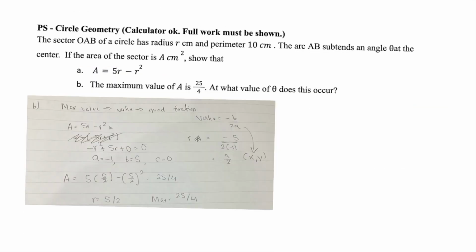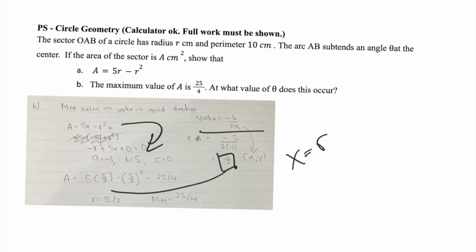To solve part B, I thought of our area as a quadratic equation, so I rewrote this over here, so we could find values a, b, and c, which are -1, 5, and 0. Since the x-coordinate of the maximum point of a quadratic can be found through the equation vertex equals -b over 2a, I just substituted the b and the a to get an answer of 5 over 2. So 5 over 2 is the x value of the vertex, which in our case is equal to r. And just to check, I substituted r back into the area formula, and I got 25 over 4, which should be our answer.